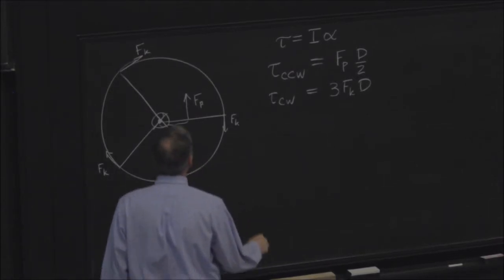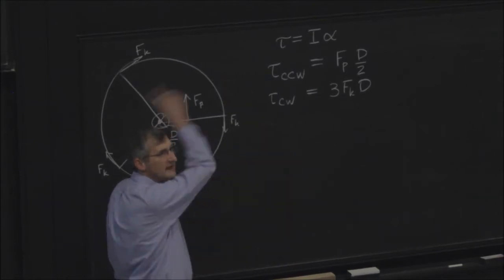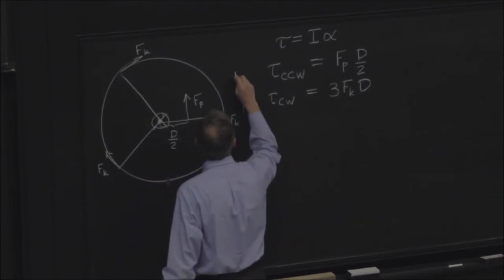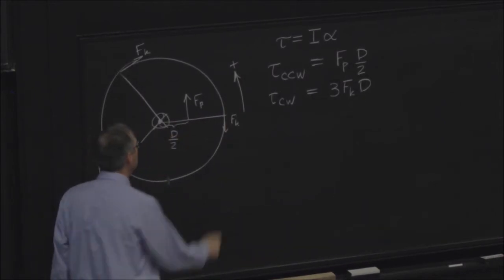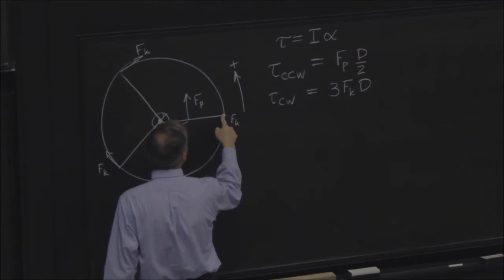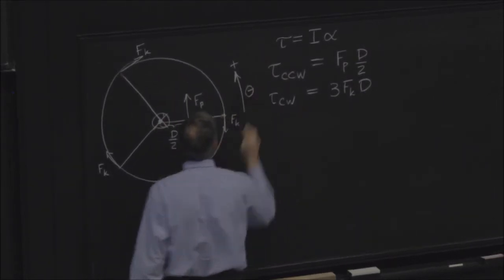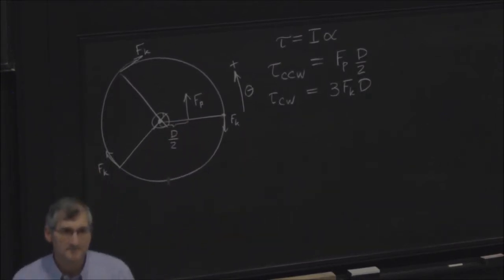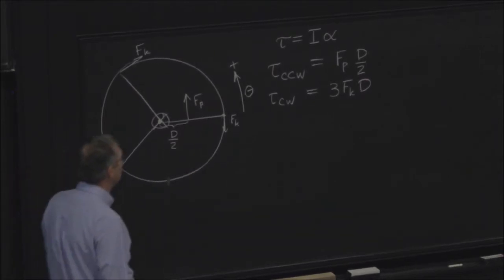So this way, we're trying to shove it that way. I would recommend that we pick this direction as being positive for the angle. In fact, we might measure the position of this point of contact with respect to the horizontal as our angle theta. Okay? That tells me which way I want to treat as positive for the torque and which way negative.